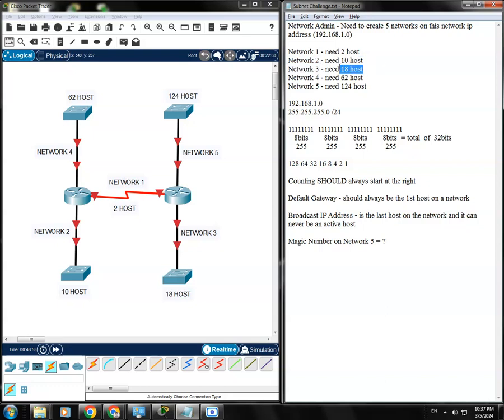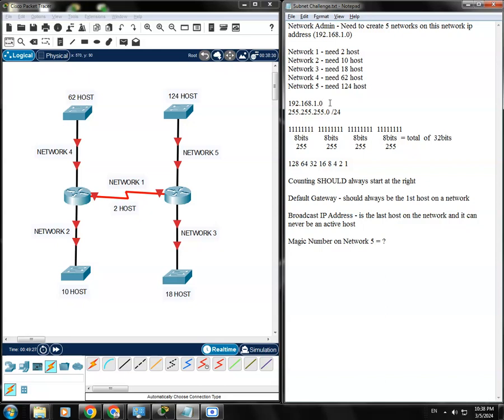So network 3 will be 18 computers. Network 4 needs to have 62 computers, which is over here. And on network 5, so this is network 5, we need to create 124 computers. And again, we need to use this IP address, which is 192.168.1.0, and this is a classful IP address.